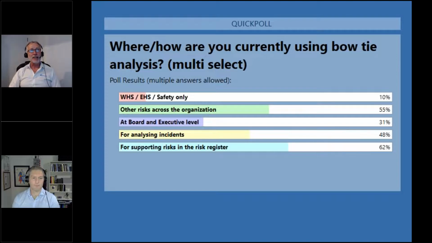50% analysing incidents, incredibly powerful for that. And this has surprised me, 62% supporting the risk register. I didn't think it would be that high. I thought incidents would be higher. So there is a lot of great messaging here that bow ties are starting to get their rightful place in risk management globally. So that is exciting me. Thank you for that feedback.